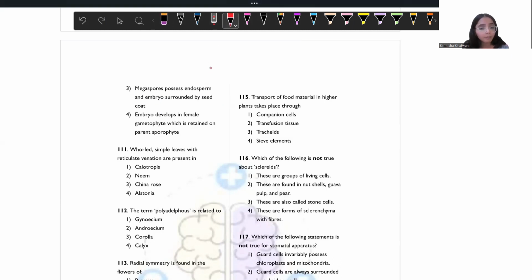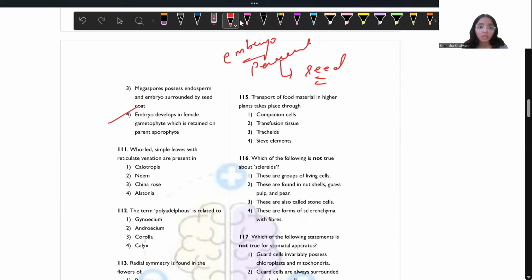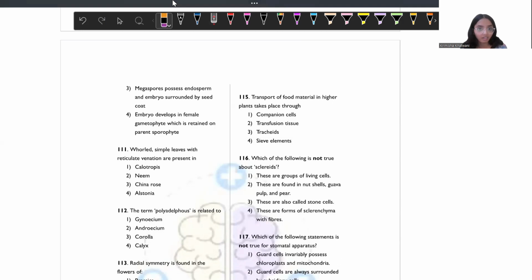What is the fourth option? Embryo develops in female gametophyte which is retained in parent sporophyte. Yes, so sporophyte is also a parent body. When embryo is retained on the parent body, it becomes a seed. So this is correct. Understood. So option 4 is the correct answer to question number 110. Oh, sorry, I said 1010. Never mind my maths.